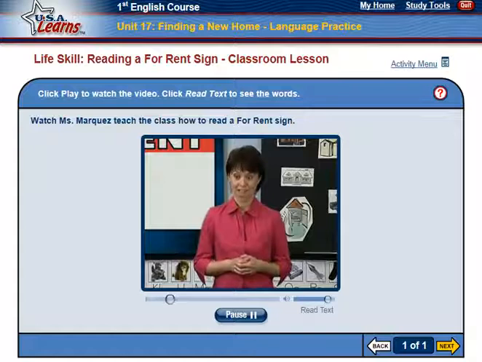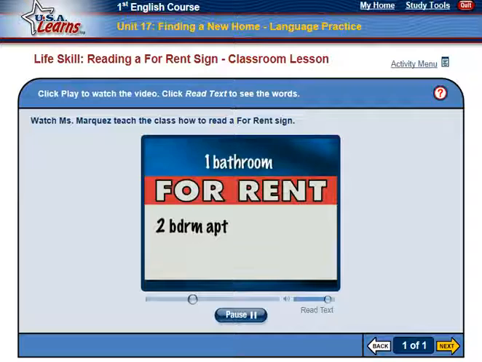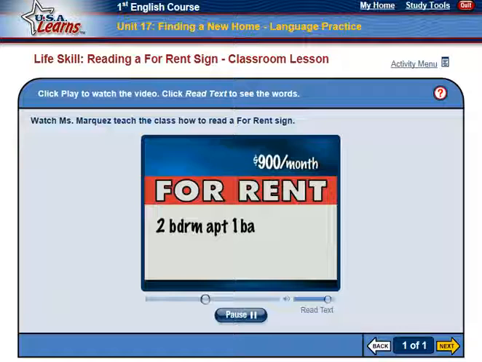This is for a 2-bedroom apartment. I shorten the word bedroom to B-D-R-M. And I shorten the word apartment to A-P-T. Then I put the information onto the sign. The apartment has one bathroom. I shorten the word bathroom to B-A. And I put that onto the sign. The rent is $900 a month, which goes onto the sign.